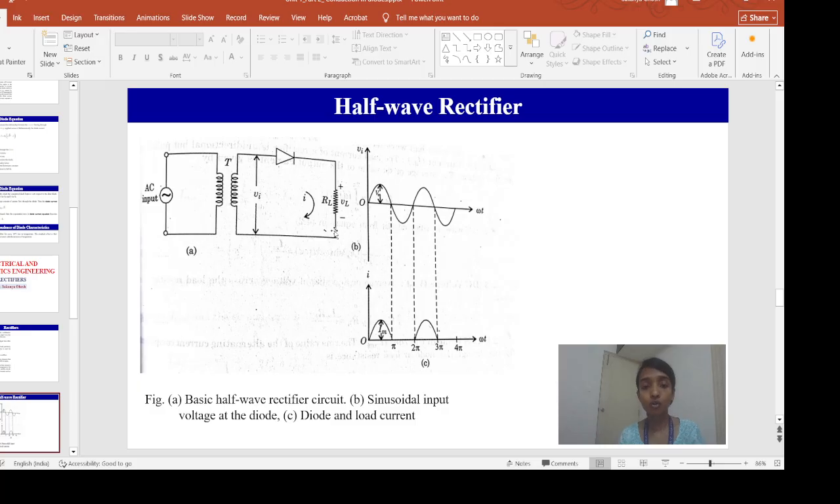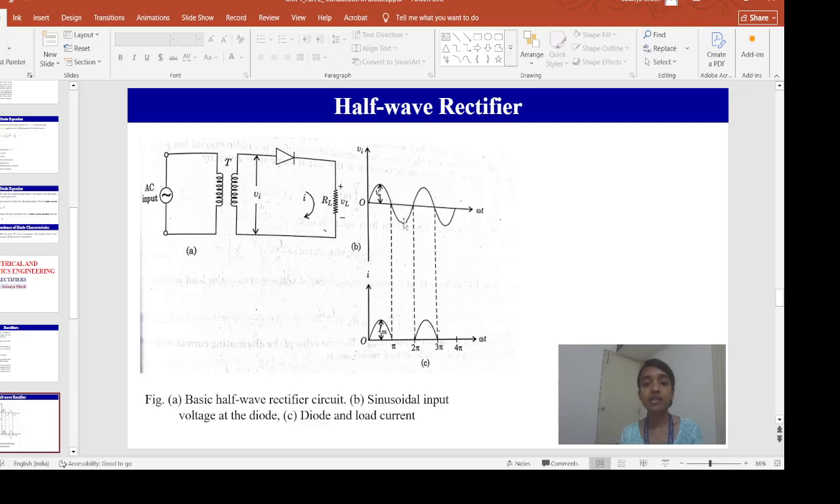Now this is the load resistance. If I apply KVL, I can easily calculate the current I that is flowing through this entire loop. If the maximum value of this input signal Vi is Vm, what can I write? I equals Vm divided by Rf plus RL. Why Rf? Rf is the forward resistance. This diode also has some internal resistance. So it is Rf plus RL.